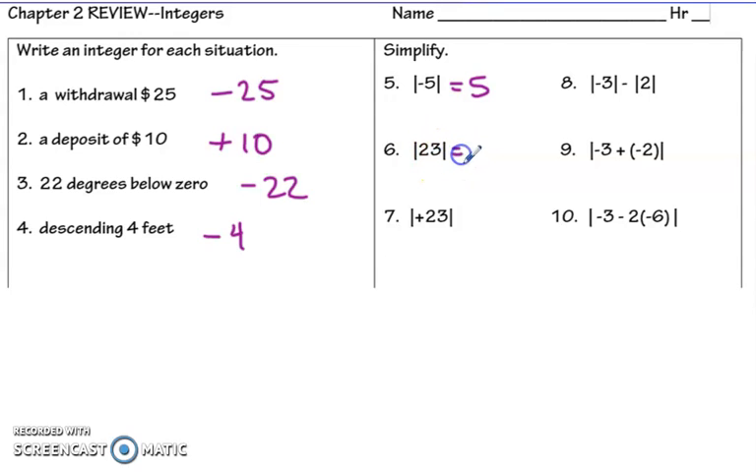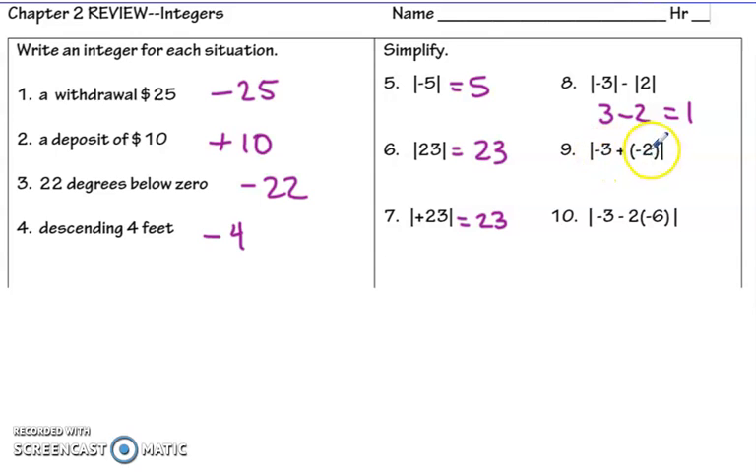23, lots of people would want to put on both of these two. They'd want to have the opposite here. Don't fall for that. It's the distance from 0 to 23, which is 23. The distance from 0 to 23 is 23. Okay, so negative 3, the absolute value of that is going to be 3. Bring down that minus, and then the absolute value of 2 is just 2. So our answer here is 1.